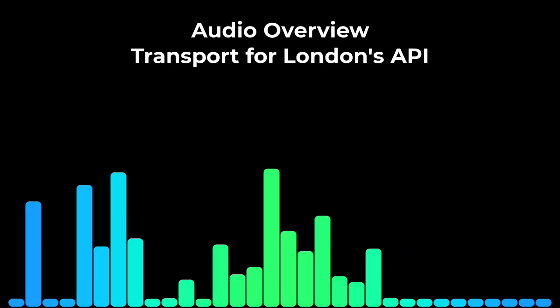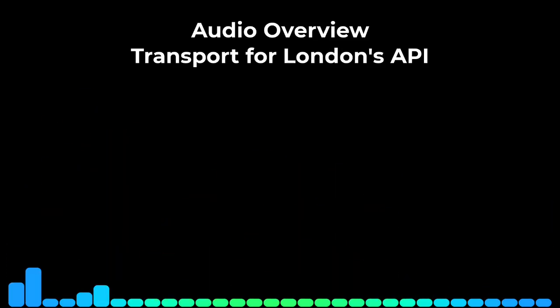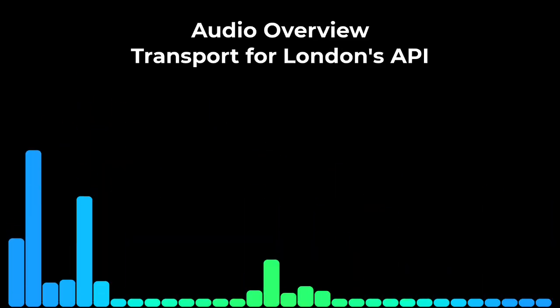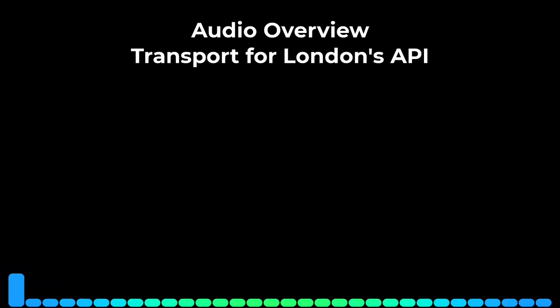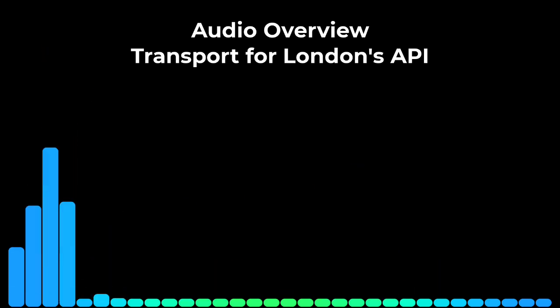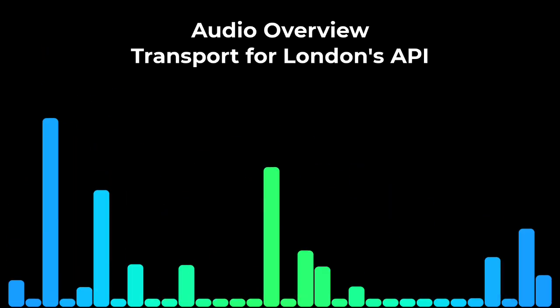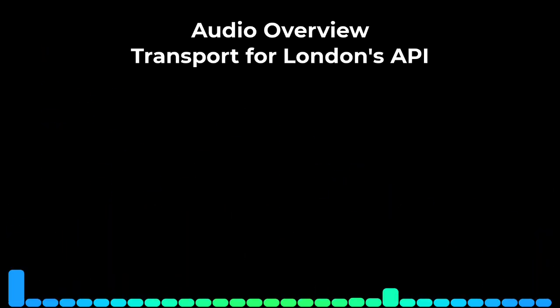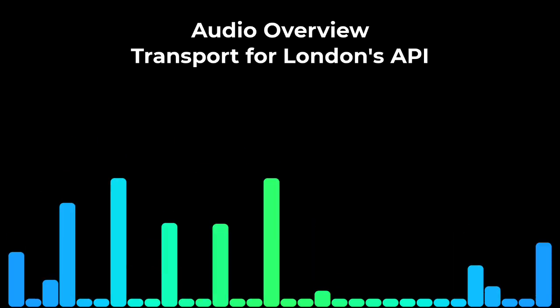Ever get that feeling like you're just scratching the surface of something? Like there's this whole other level of understanding just waiting to be unlocked. I know that feeling. Today we're diving deep, really deep, into a data set that's got layers upon layers of potential. We're talking about Transport for London's unified API.